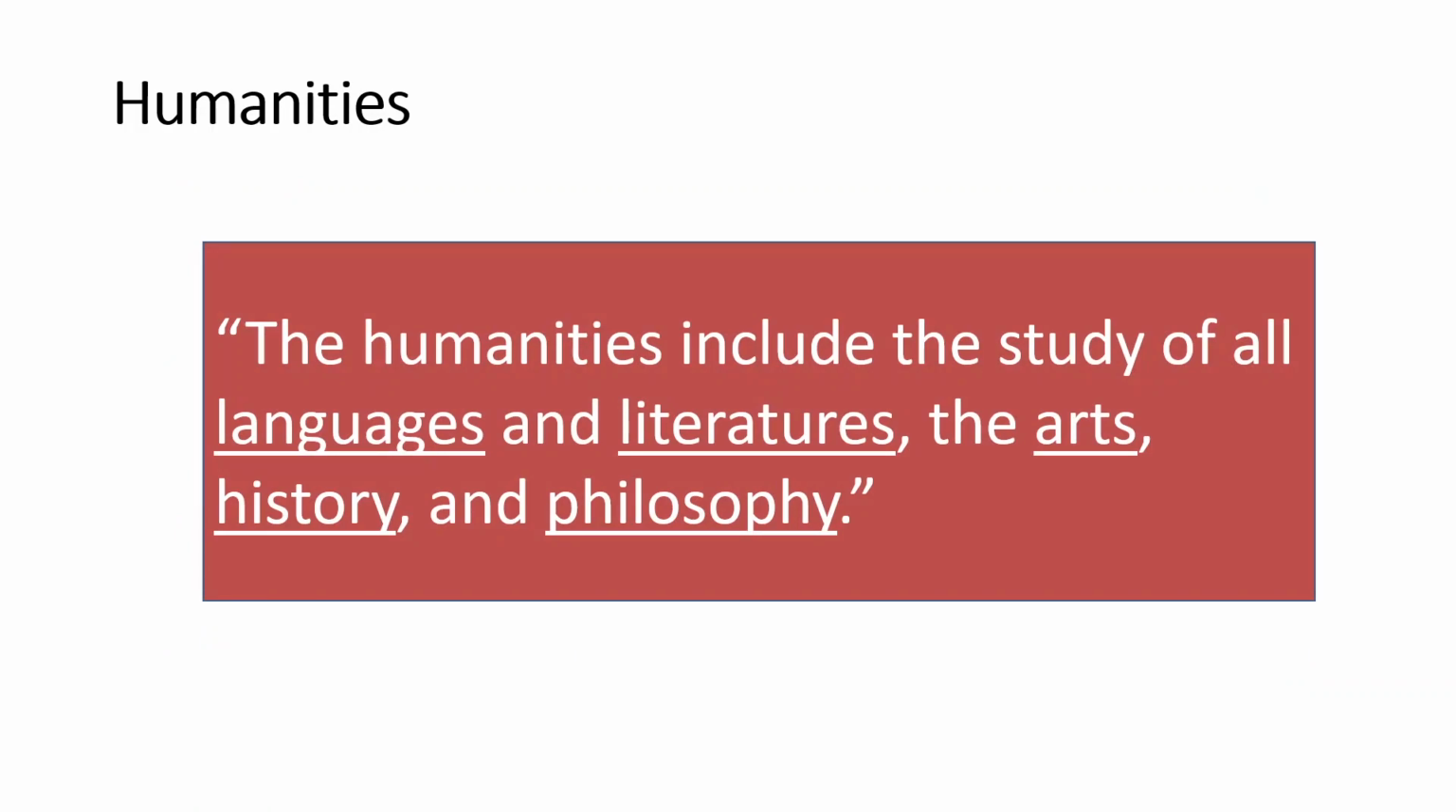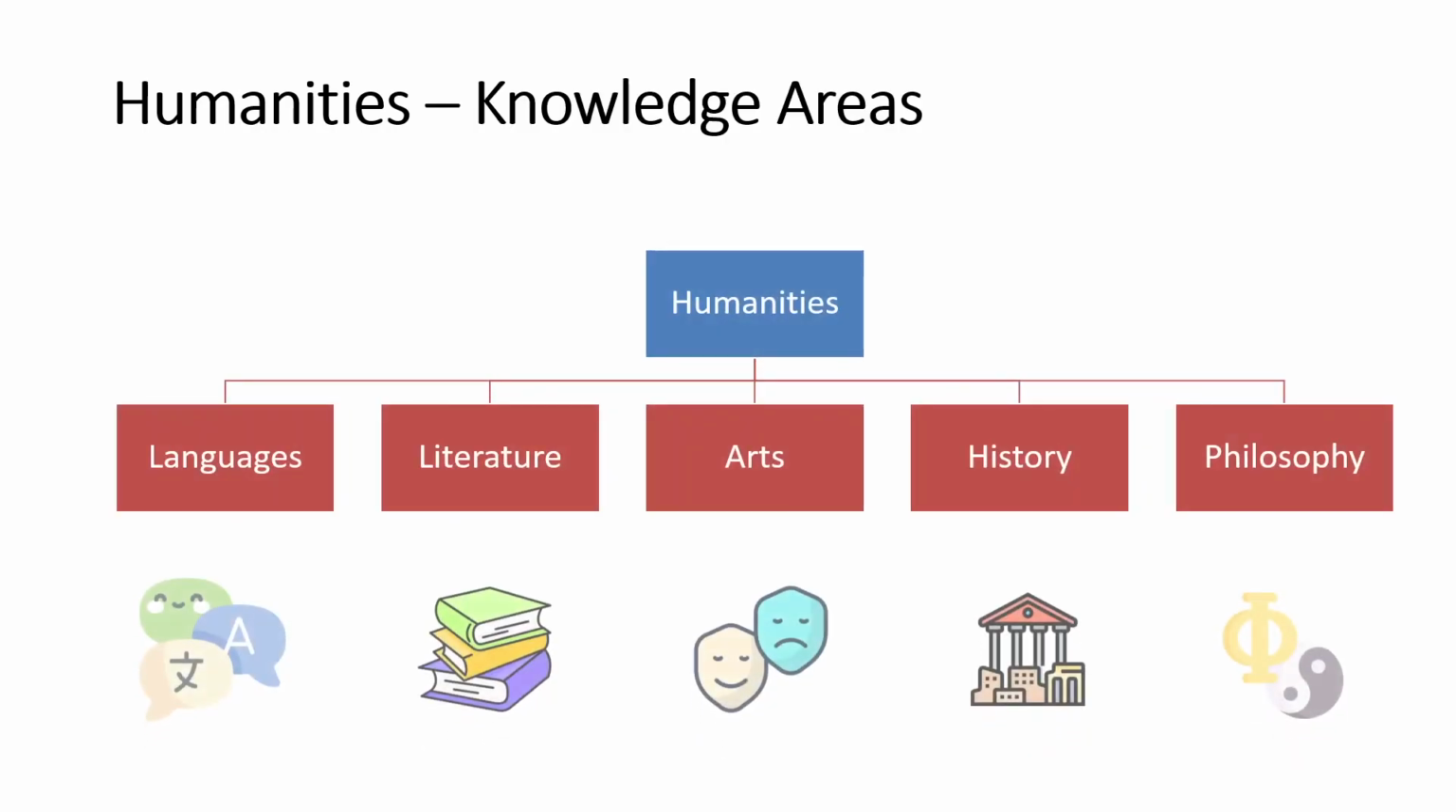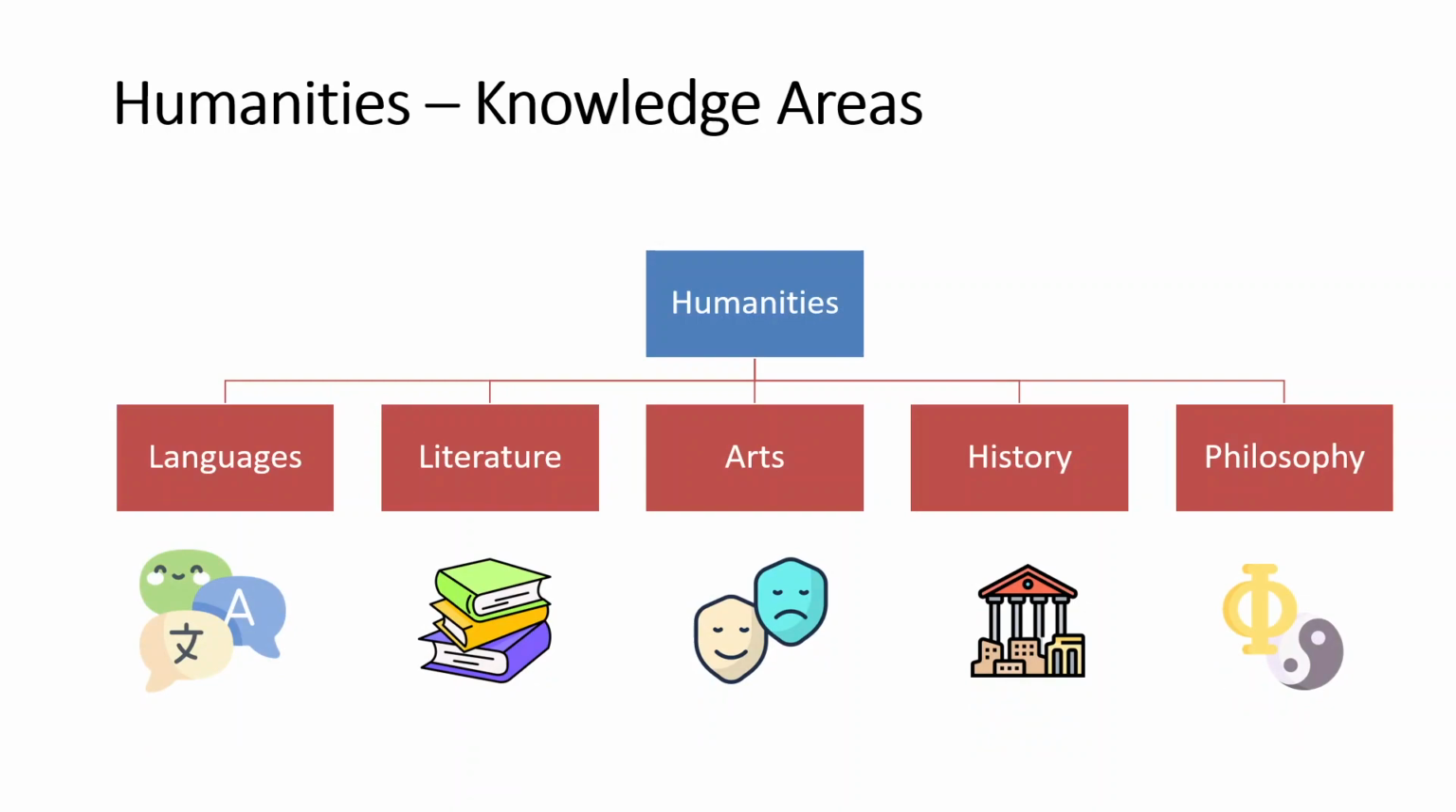Now we are moving to our second category, humanities. The humanities include the study of languages, literature, art, history, and philosophy. That is, we are trying to understand human nature. So what are the key knowledge areas? The languages, literature, arts, history, philosophy, and a few more.